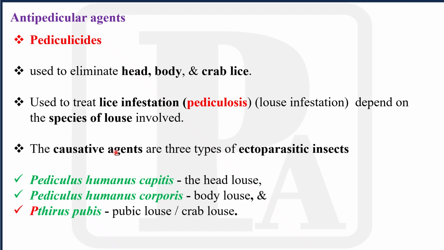The causative organism is of three types. One is Pediculus humanus capitis, which is called the head louse. Pediculus humanus corporis, which is the body louse, and Phthirus pubis, which is called the pubic louse or crab louse.